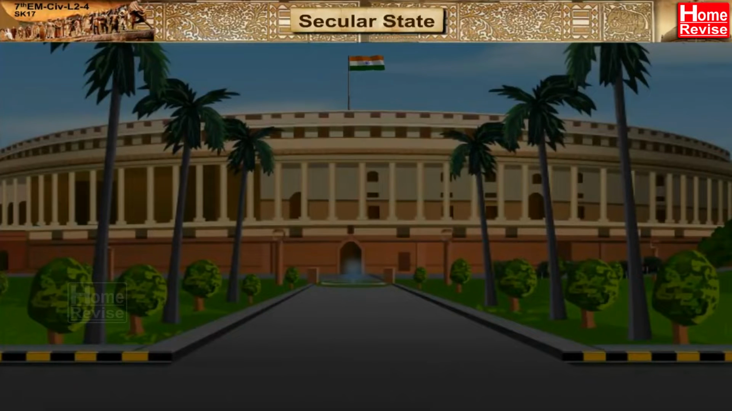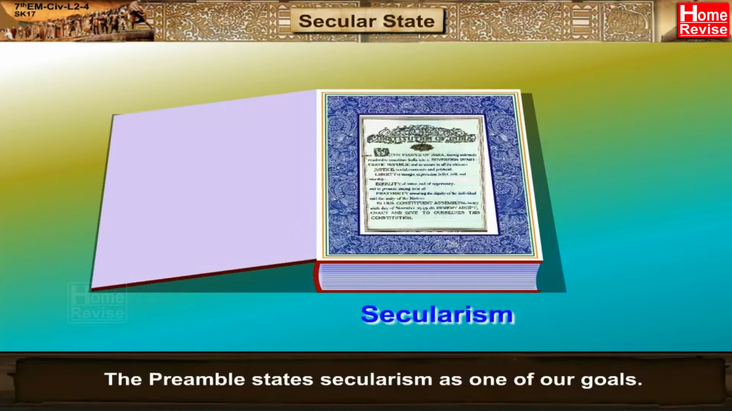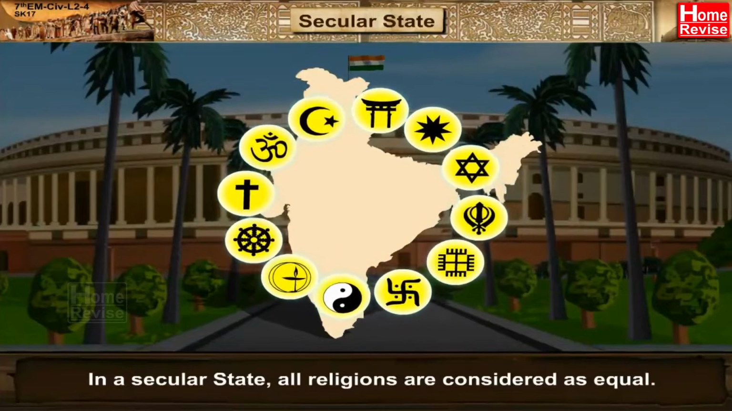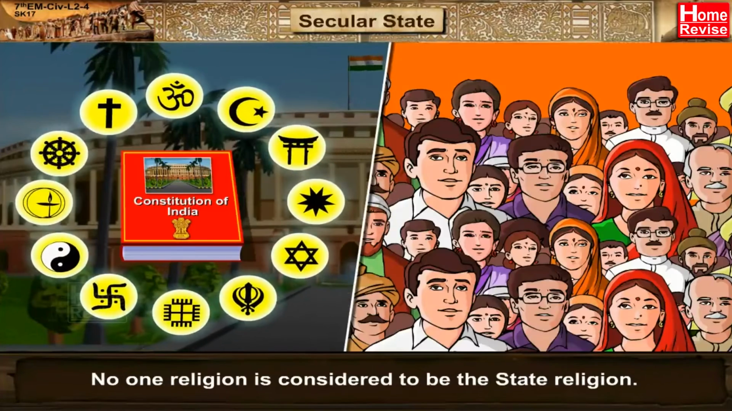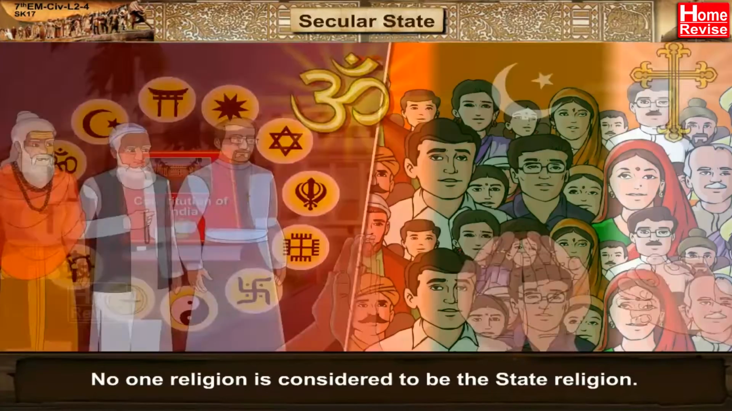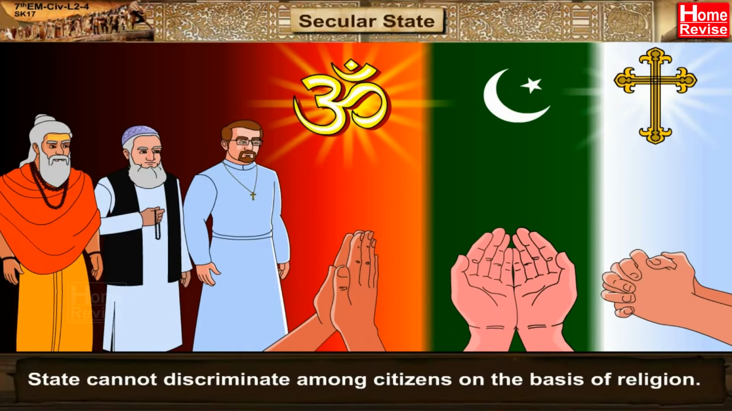Secular state. The Preamble states secularism as one of our goals. In a secular state, all religions are considered as equal. No one religion is considered to be the state religion. The citizens are free to follow their own religion. State cannot discriminate among citizens on the basis of religion.